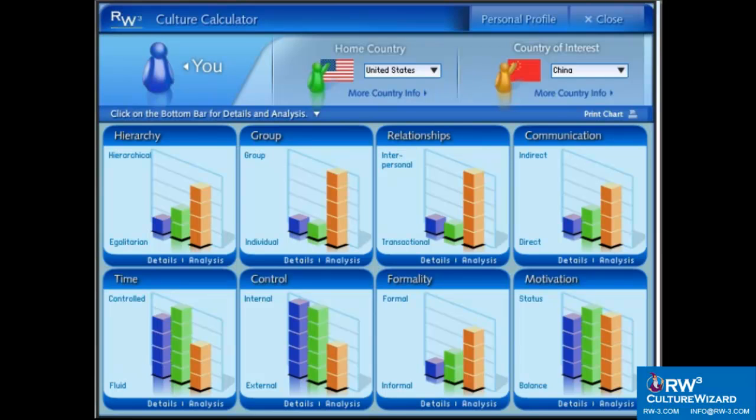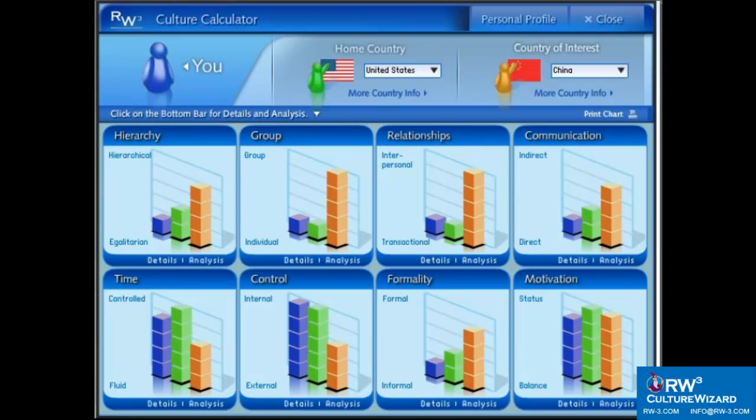Very quickly, when you look across it, you see some significant differences, certainly in hierarchy, as we've talked about. You see very, very large differences here between the U.S. and China in both group and relationships, meaning China is much more interpersonal, as we've seen looking at Guanxi, but it is also a much less individualist society. The group is very important, leading to the development of face, as we've seen it.